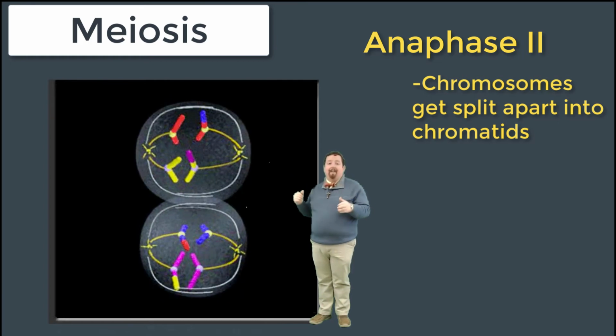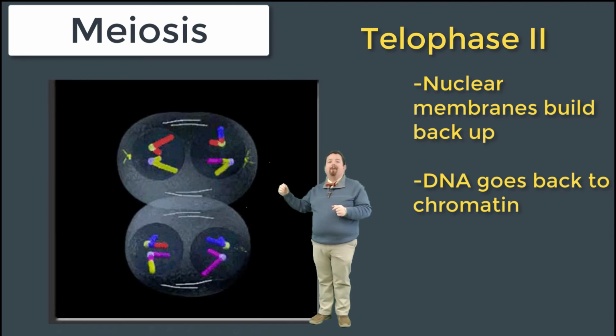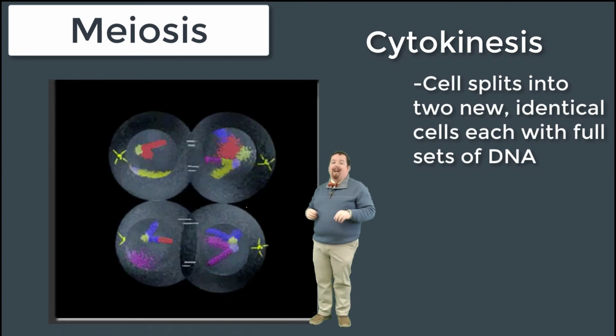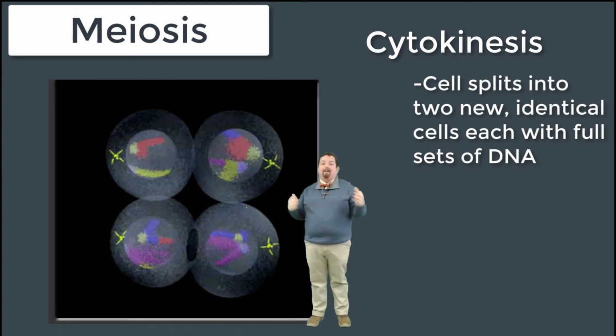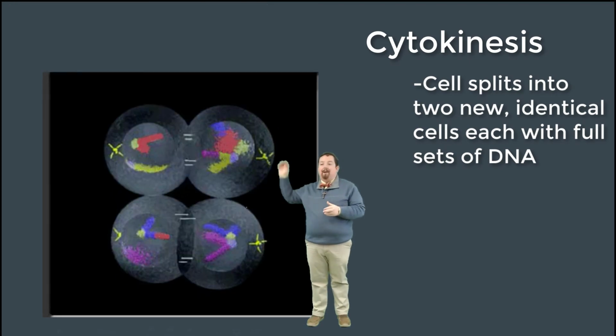And then we go through telophase 2, where the nuclear membranes build back up, and the chromosomes turn back into chromatin. And now we can split that cell straight down the middle, and we end up with now, since both of those cells split up into 2, 2 times 2 is 4. So we have 4 cells that are haploid cells. They have a half a set of DNA, and they're each completely different from each other.